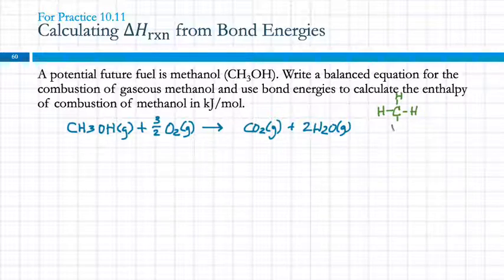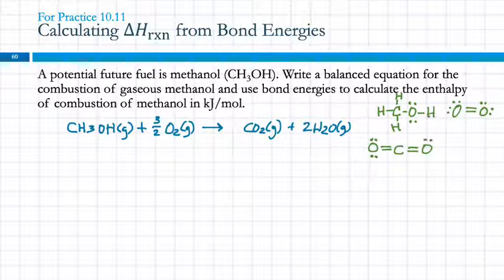So for methanol, oops. Oh, that's wrong. Methanol is going to look like that. And oxygen has a double bond. And then CO2. The point of this is not drawing the Lewis structures, that's why I'm just doing them fast for you. Because I need to know, are they single bonds, are they double bonds, how many, what are they between?